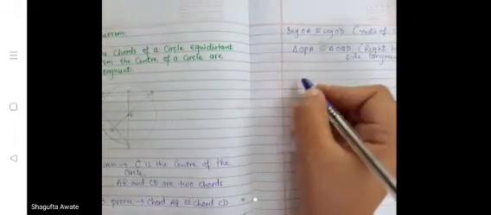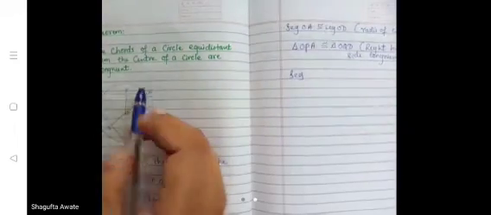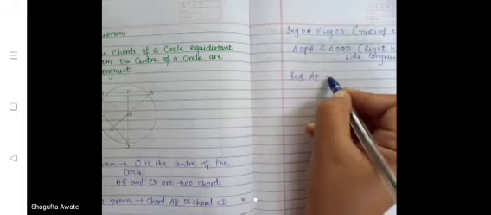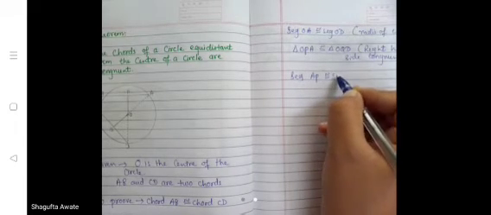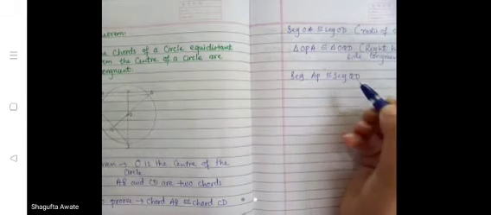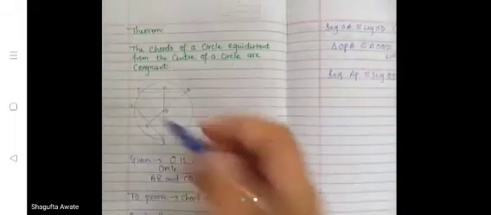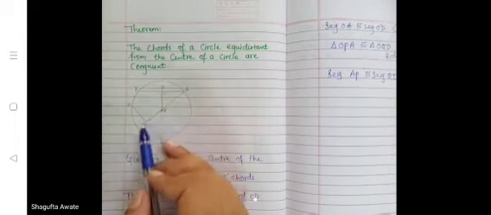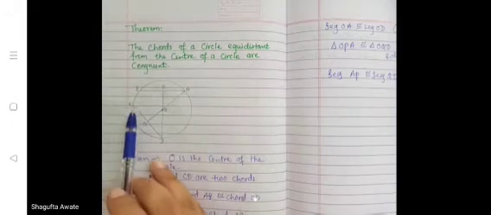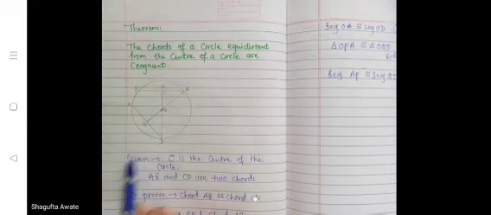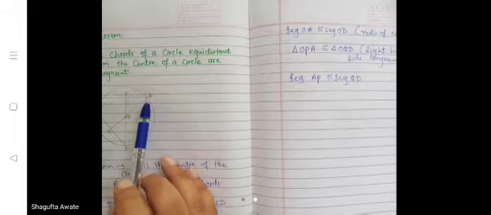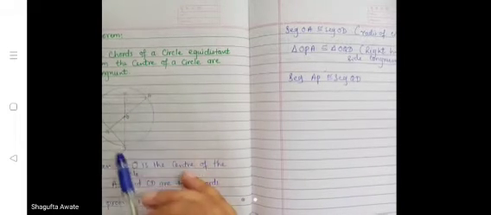So by this we can say segment AP is congruent to segment QD, because OP is a perpendicular line drawn from the center of the circle on this chord AB, and OQ is a perpendicular line drawn from the center of the circle on this chord CD. So this is going to bisect the chord and we will get the AP and QD.